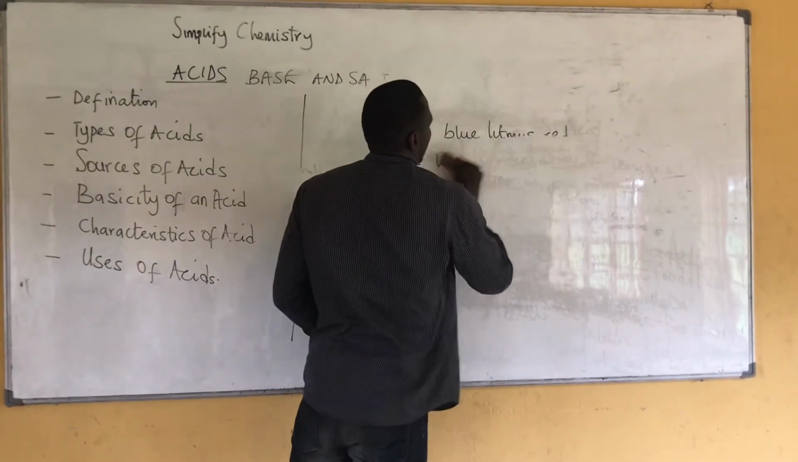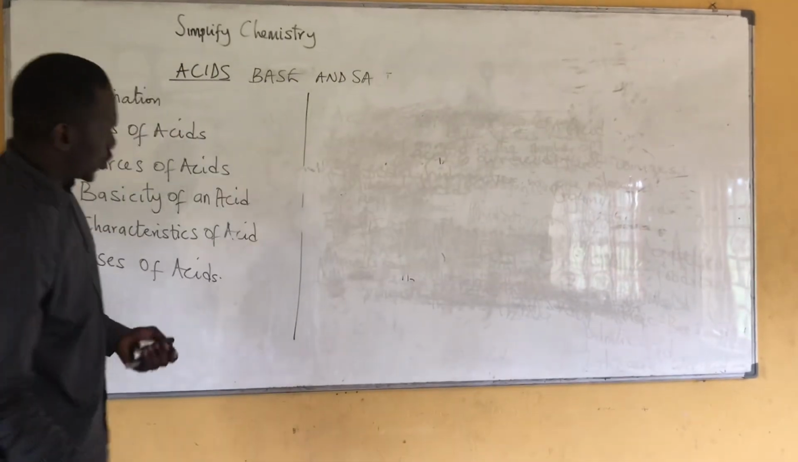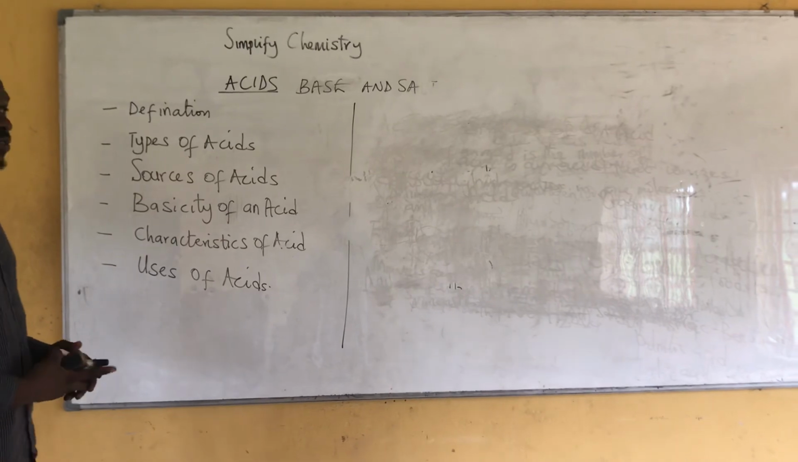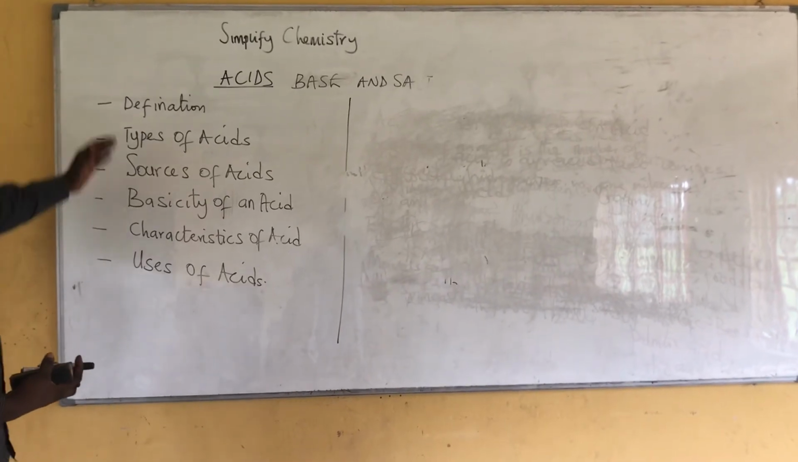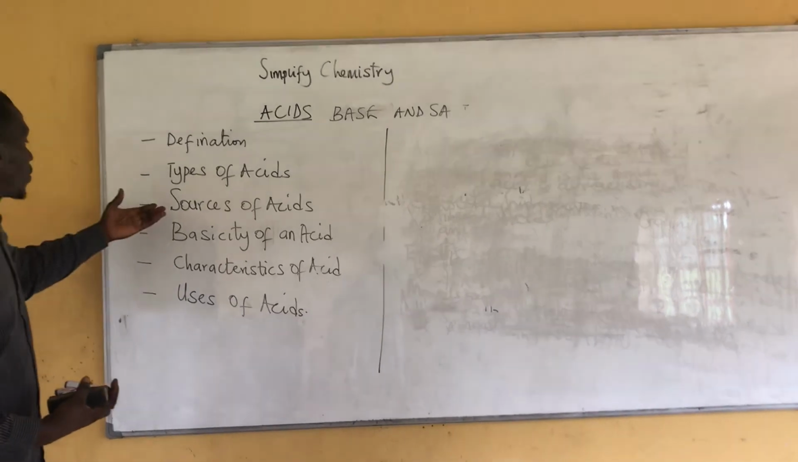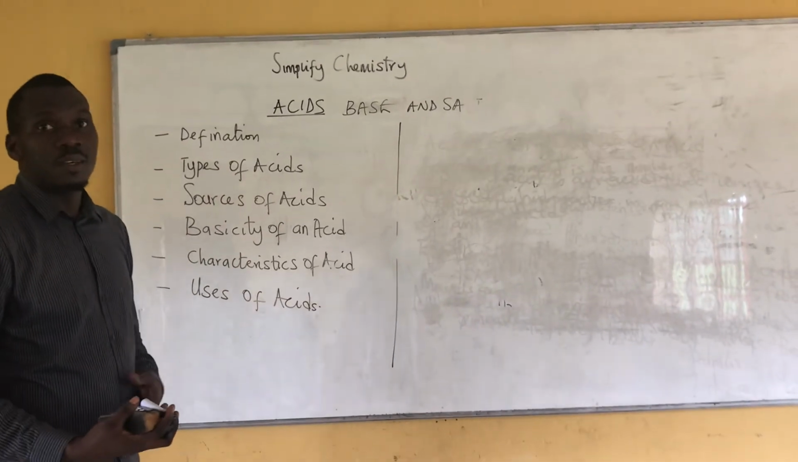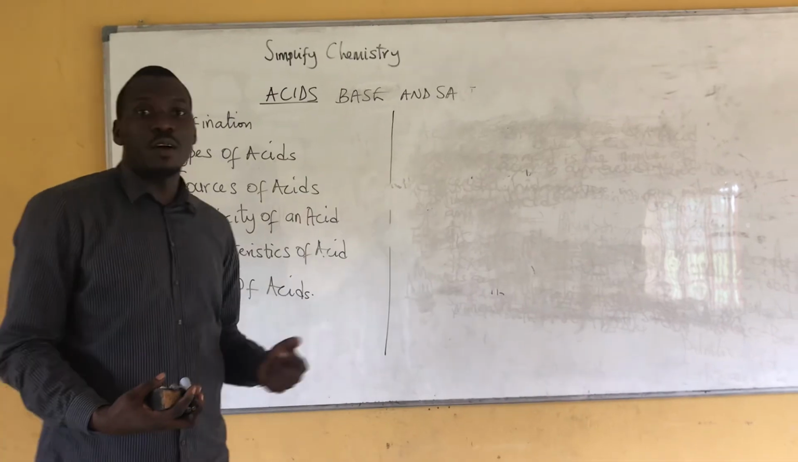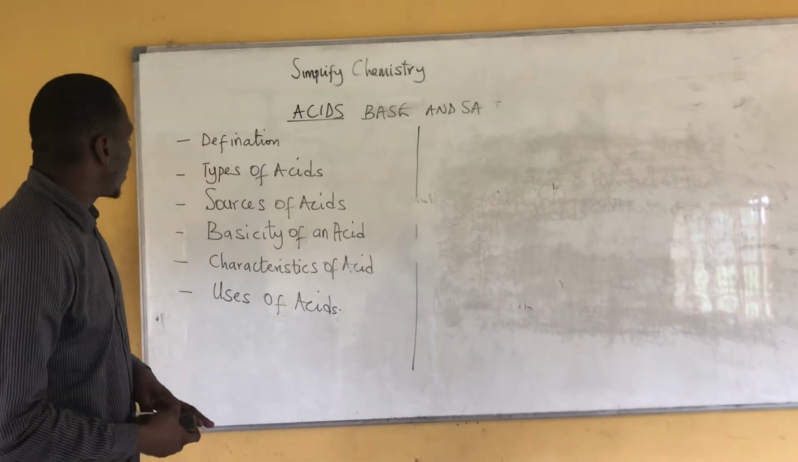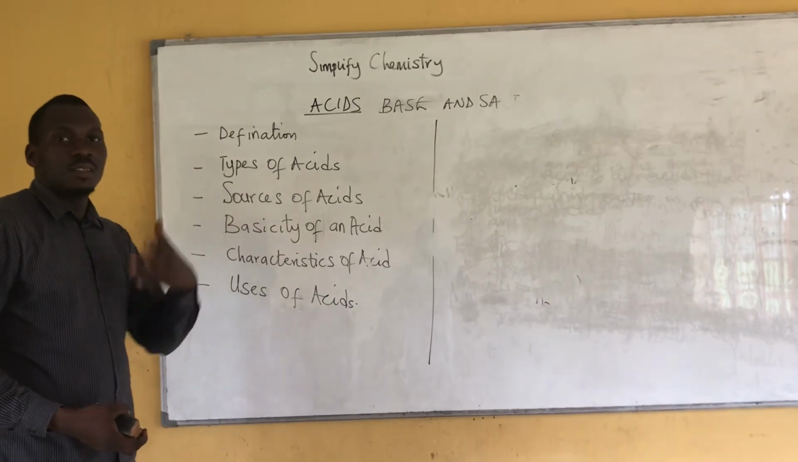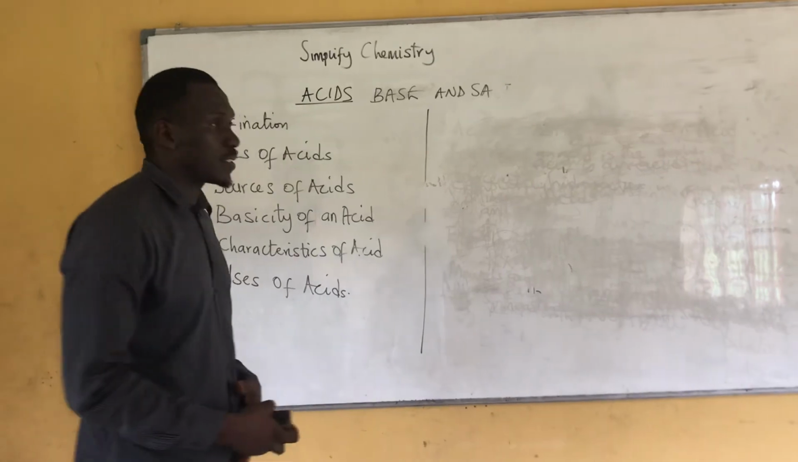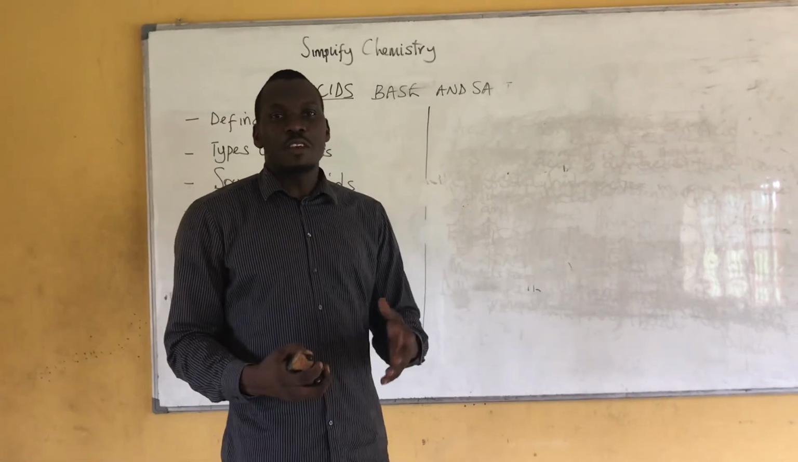Here we come to the end of the class today. I believe today we've been able to know the definition of an acid, the sources of acids, both from nature and those synthesized in our laboratory, then the basicity of an acid, the strength of an acid, some characteristics of an acid, and uses.